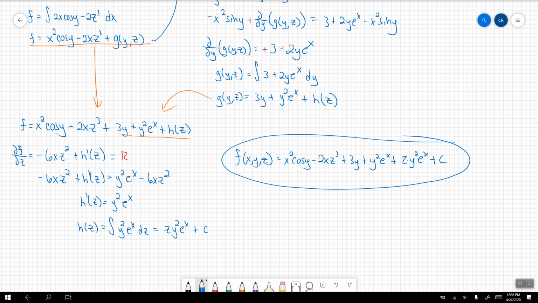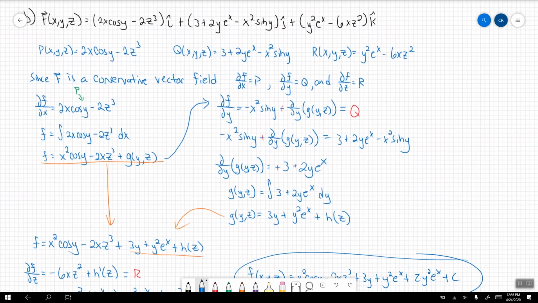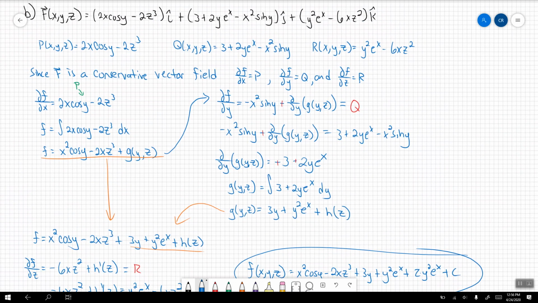So this process we're going to have to repeat over and over and over again until we can understand what it means to be that potential function and to find that potential function.